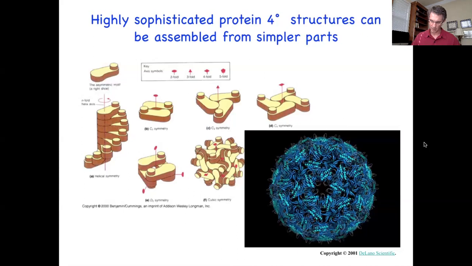In the case of these large viral particles, as well as many of the other large protein complexes that get assembled to do basic biochemistry. And we're going to start talking about those as we go along.